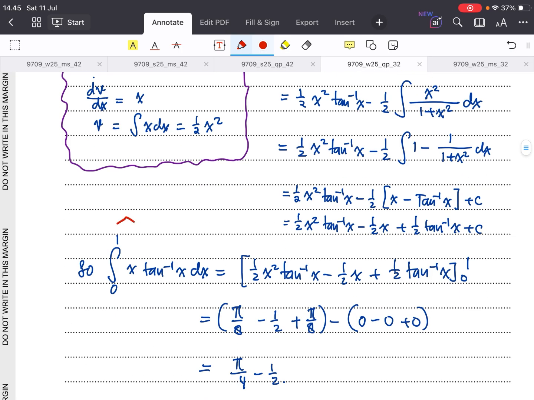But the question is definite integration. We use our result before. Now the upper boundary is 1 and lower boundary is 0. This result is obtained when we change the x with 1, and this one is obtained when we change the x with 0. And then we can simplify the final answer into pi over 4 minus half.